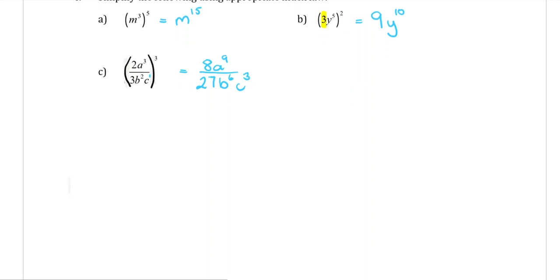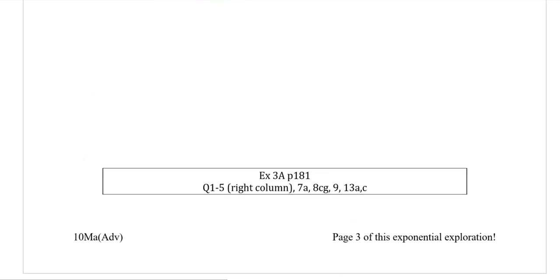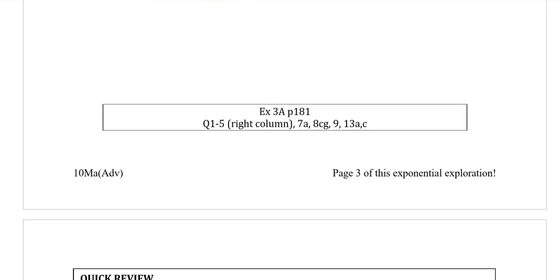Okay, so that's our little bit of revision of our index laws. You now need to do exercise 3A.